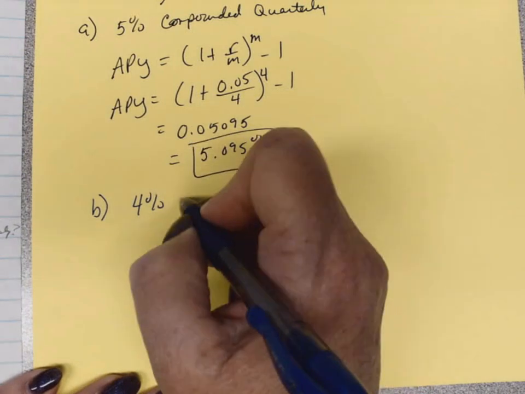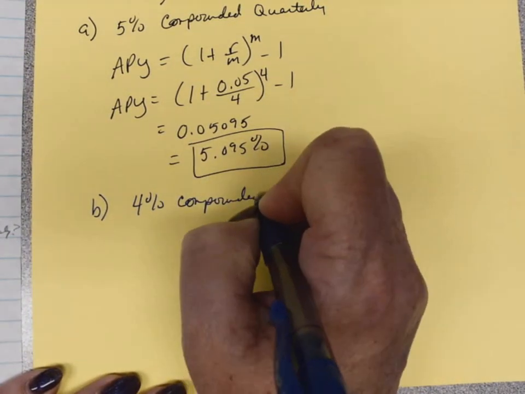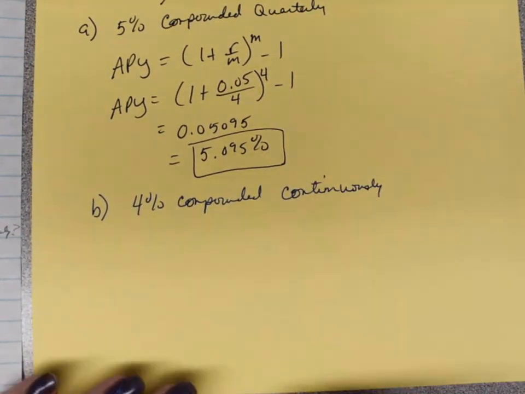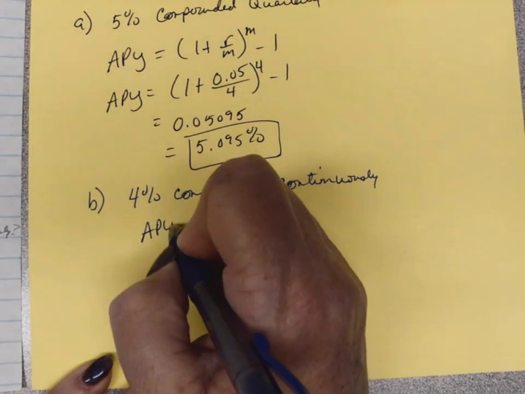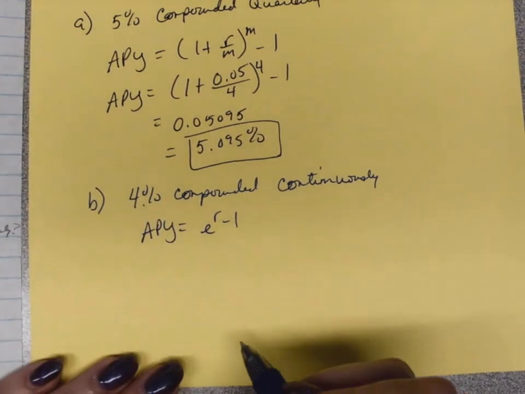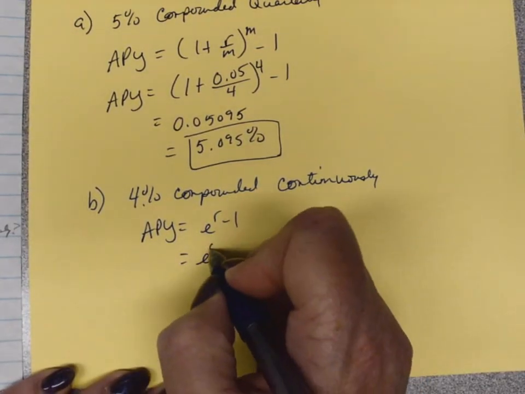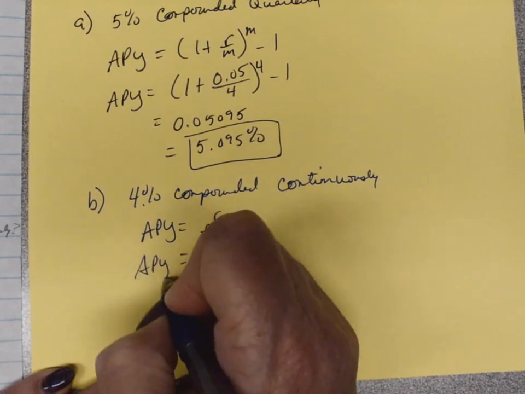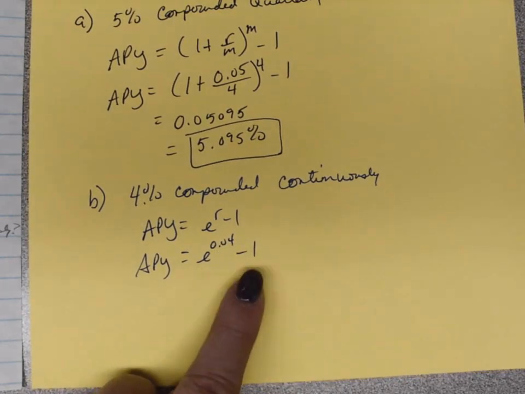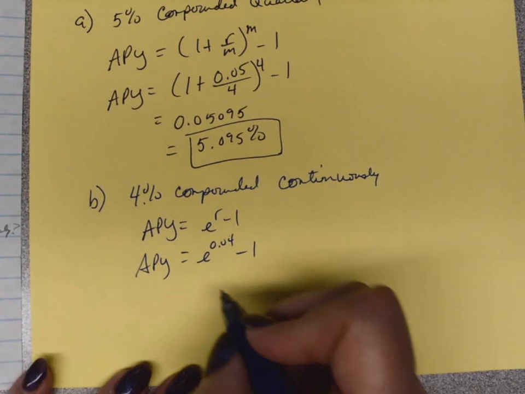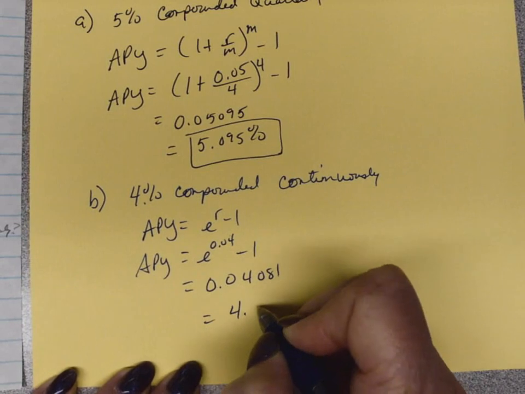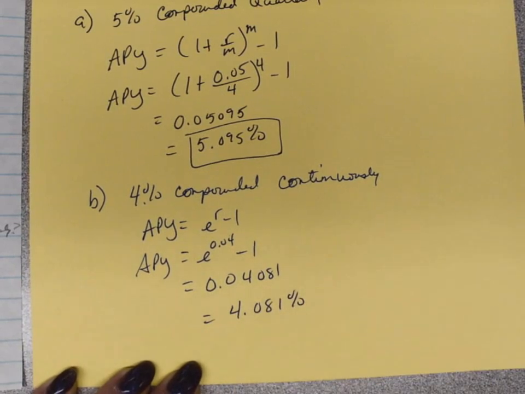All right, let's look at B. B, we are given 4% compounded continuously. Again, continuously uses the e. So we're going to use APY equals e^r minus 1. 4% is our only value, so it'll be e to the 0.04. This will be our APY. Minus 1. Again, you'll put that in the exponent, and make sure you don't put the minus 1 in the exponent as well. You'll get 0.04081, which will be 4.081%.